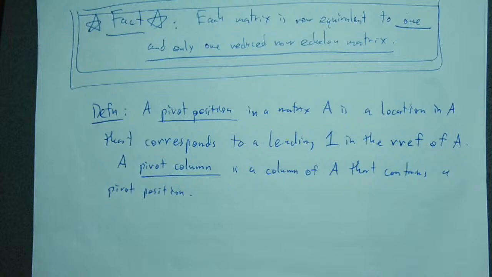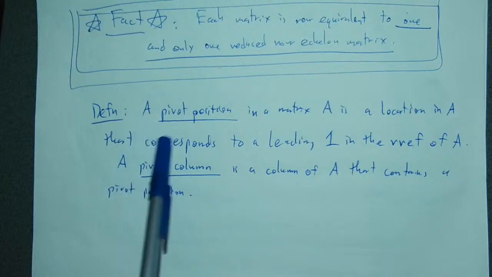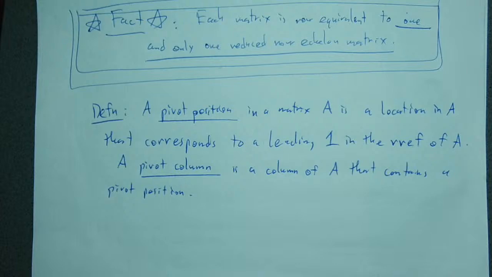There's another term that goes along with this, which is a pivot itself. A pivot is a number occupying a pivot position. Pivots as numbers are not as important as the pivot positions themselves. That's the most important thing.